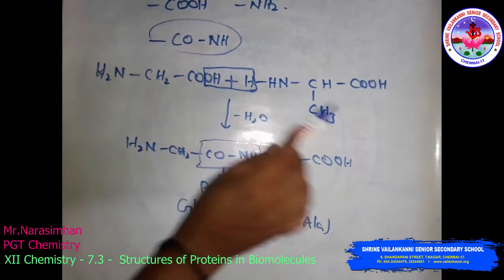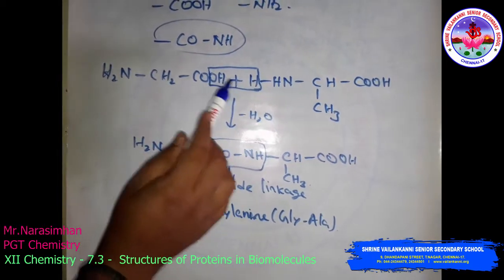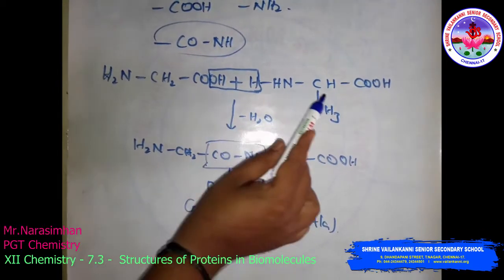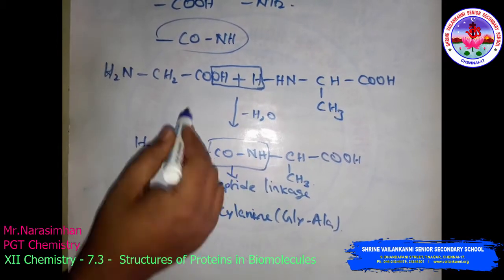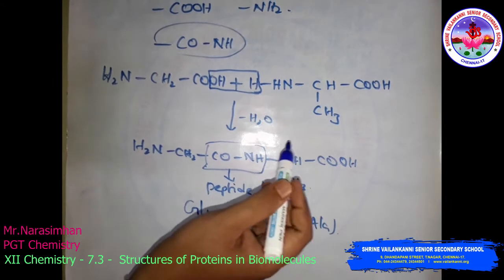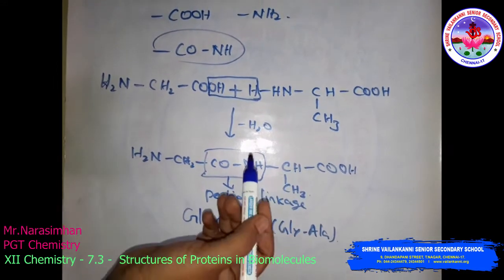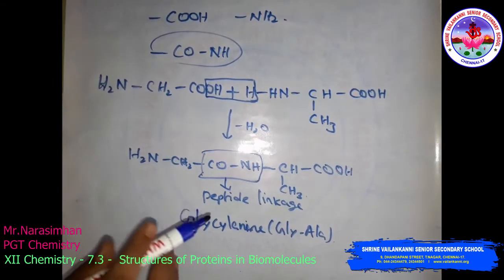In case three amino acids are present, it means a tripeptide. Four is a tetrapeptide, five a pentapeptide. Like this, more than 10 we can simply call a polypeptide. So this is the structure of protein.